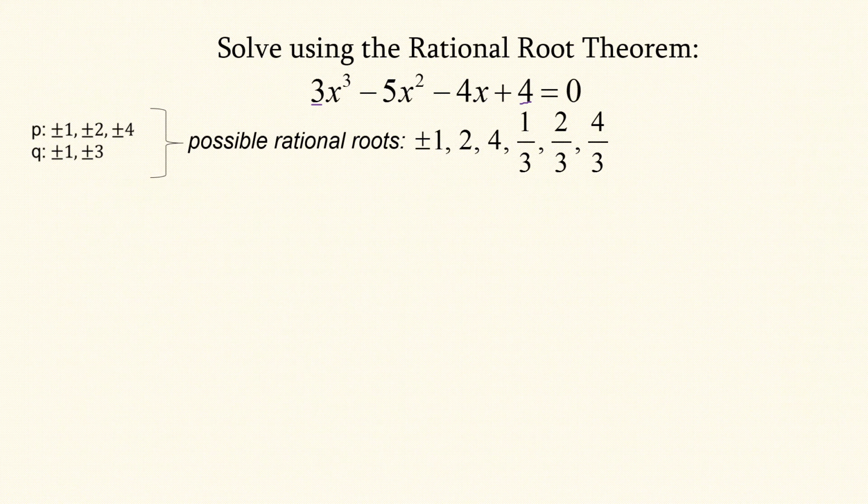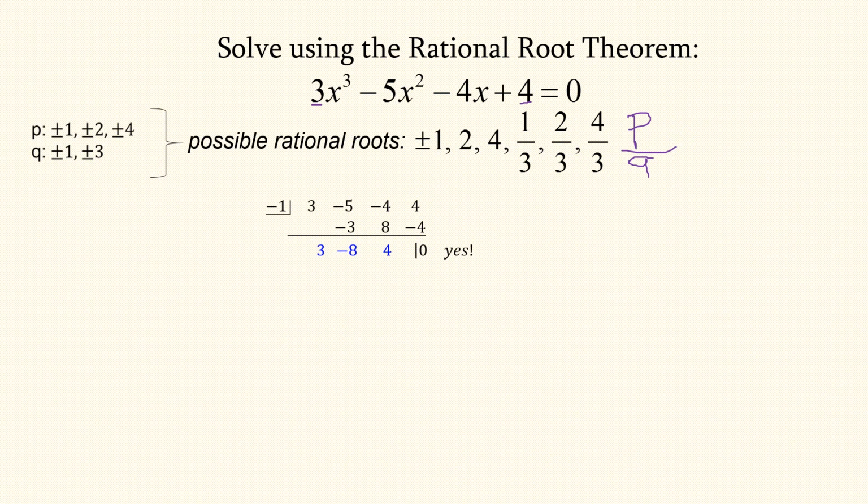So, we have now here positive and negative 1, 2, 4, 1/3, 2/3, and 4/3. So, ito ay in the form of P over Q na siya. So, dinivide lang yung mga factors natin sa P sa mga factors natin sa Q. Then, after that, pwede na natin gamitin itong mga possible rational roots natin in solving using synthetic division para makuha natin yung rational root natin.